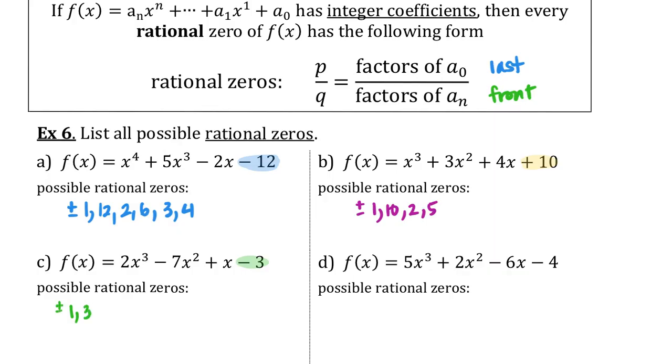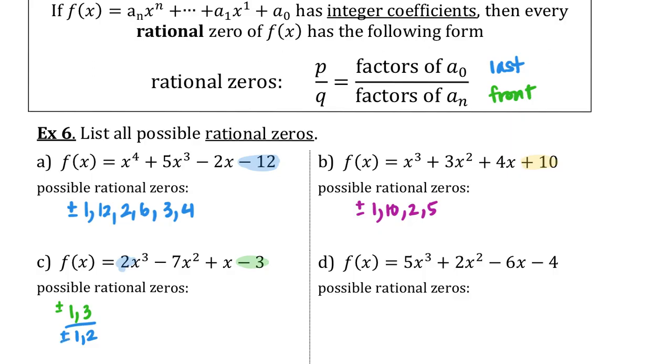Okay, now in this case, there is a first term. It's 2. Okay, so I want to do the factors of the last term divided by the factors of the first term. The first term is 2, so what do I times to get 2? It could be 1, it could be 2.